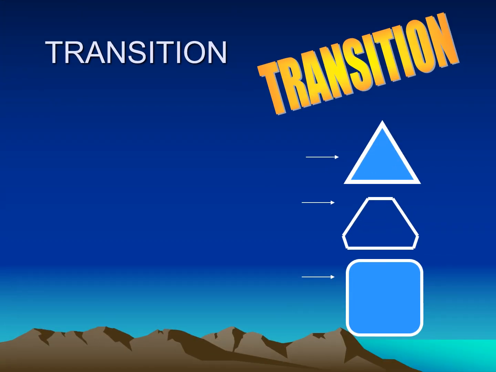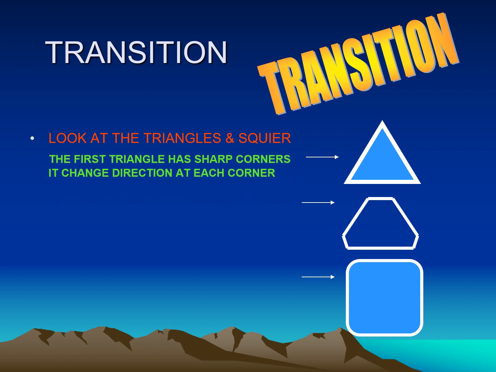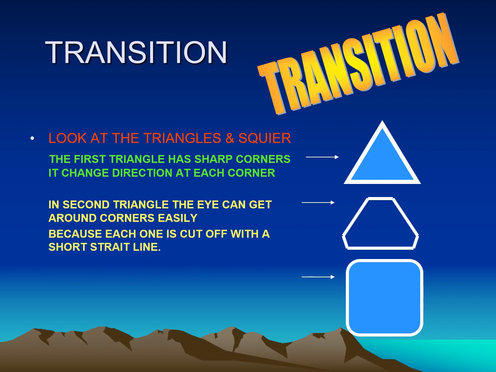Students, we are going to discuss transitions. Look at the triangles and square. The first triangle has sharp corners. It changes direction at each corner. In the second triangle, the eye can get around corners easily because each one is cut up with a short straight line.